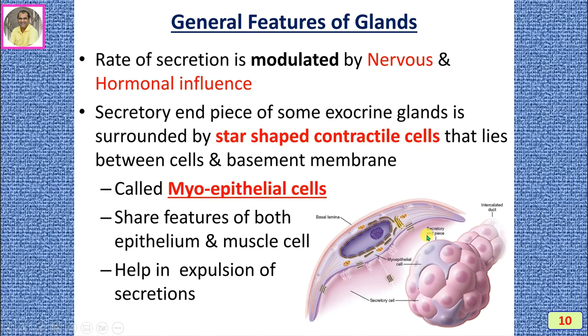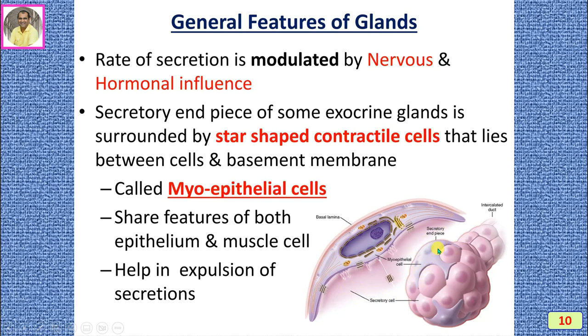For example, the acinar cells of the udder are surrounded by myoepithelial cells. They contract and make the content of the gland expel. For example, this is the basal lamina with the myoepithelial cells, and this is a secretory cell. So this is the structure.